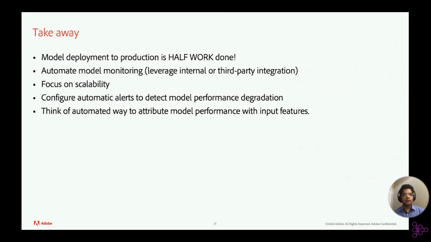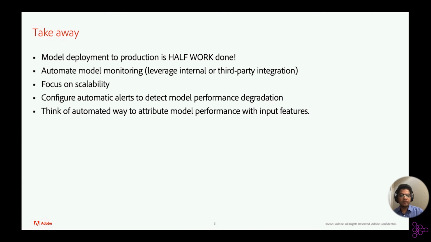All right. So we have covered how model performance can be monitored via score insight, performance metrics like AUC, as well as custom metrics. And we briefly touched upon the causality analysis as well. So let's look at some takeaways from this session before we open up for questions. As you know, model deployment to production is half the work done. So one should automate this model monitoring, either leveraging an internal solution or third-party integration, right? As Deepak mentioned, we should always look at what is currently available outside before reinventing the wheel by developing an internal solution.